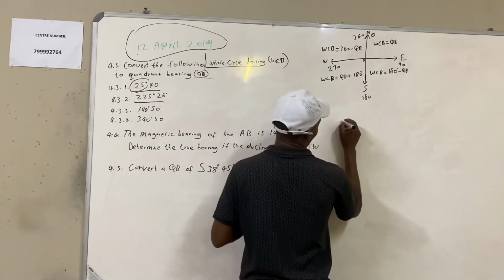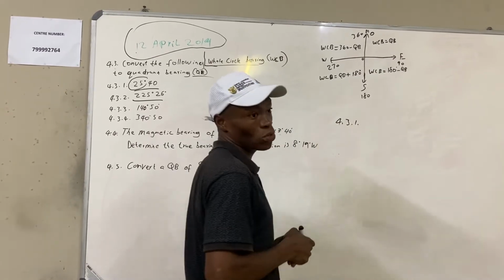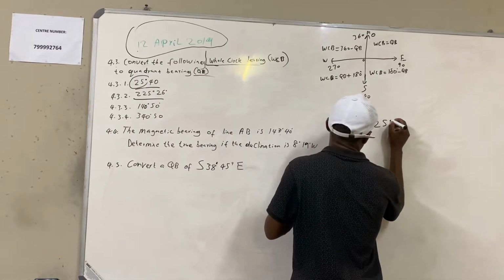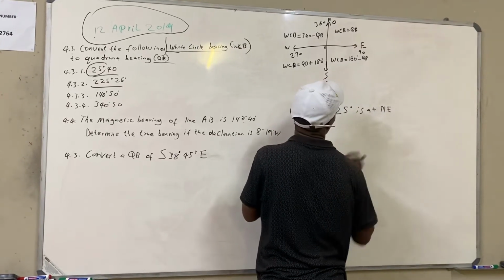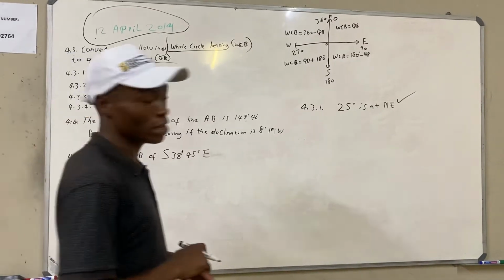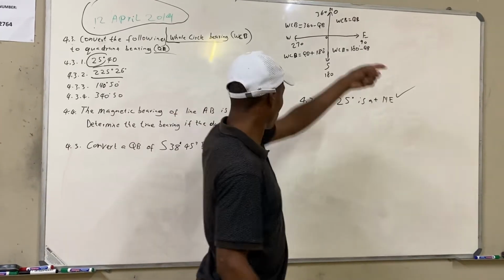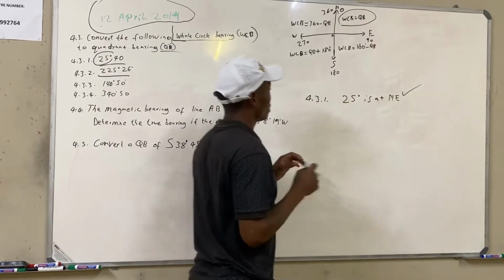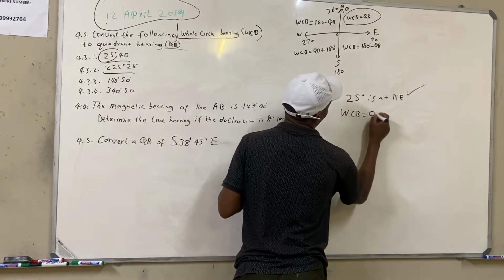So let's write 4.3.1. First of all, you must show the direction. So you have to indicate that 25 degrees is at northeast. This is the first mark. We have 1 mark for free, without calculating, because you indicated the direction. Then we have to copy the formula from the graph: the whole circle bearing is equal to the quadrant bearing.